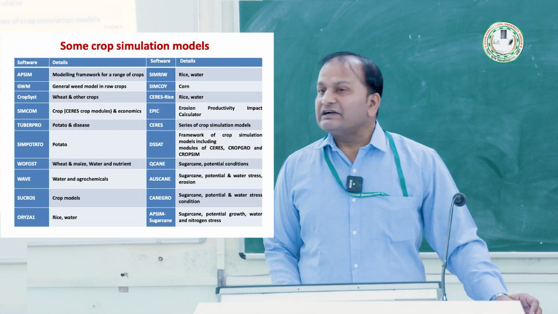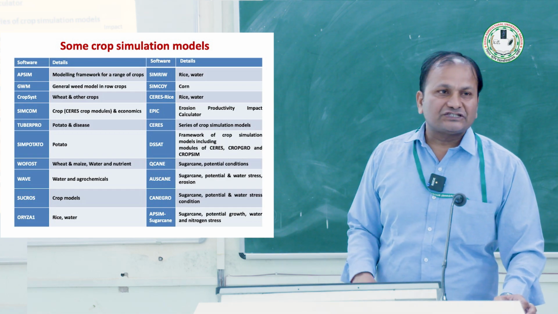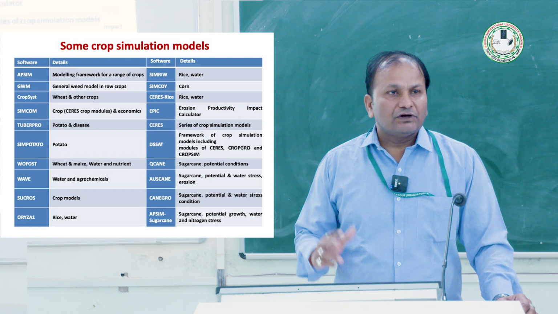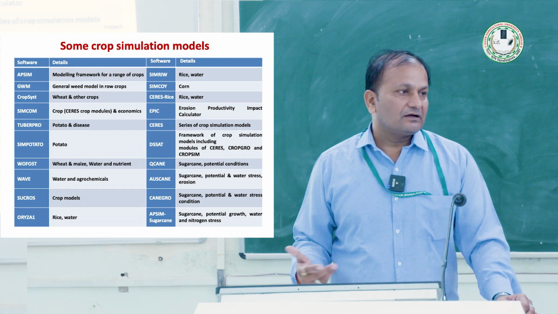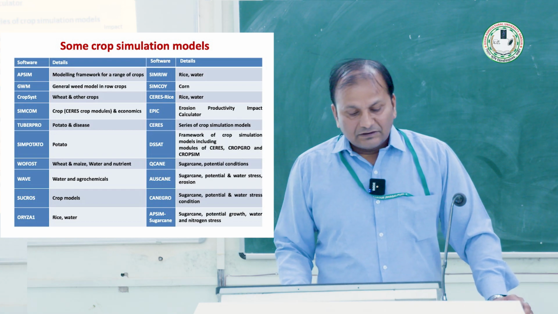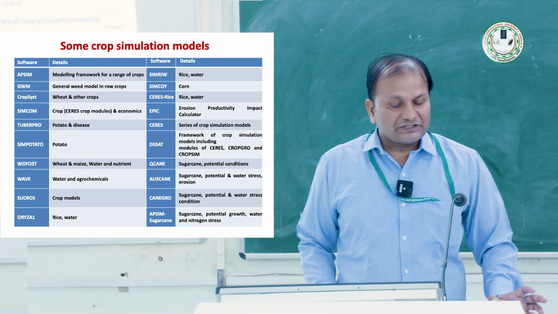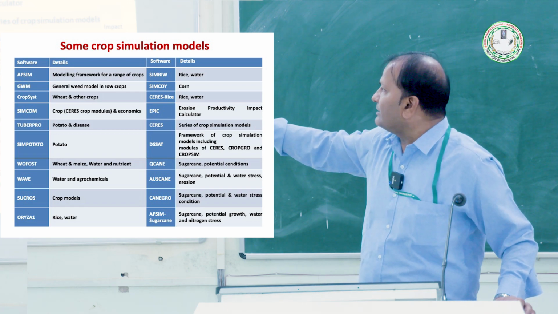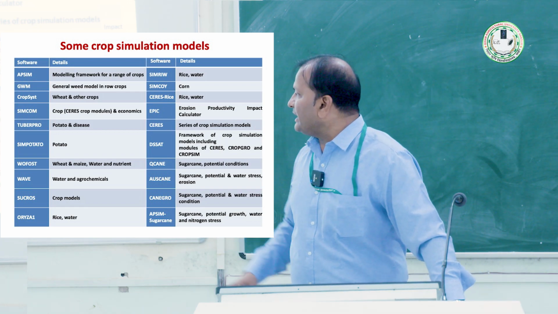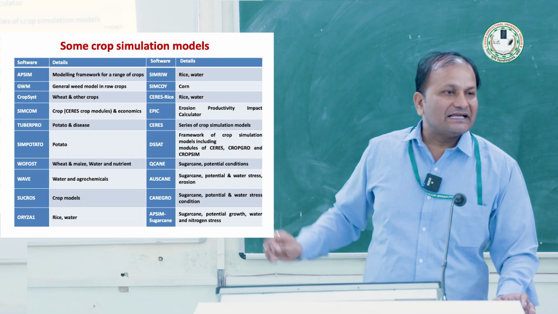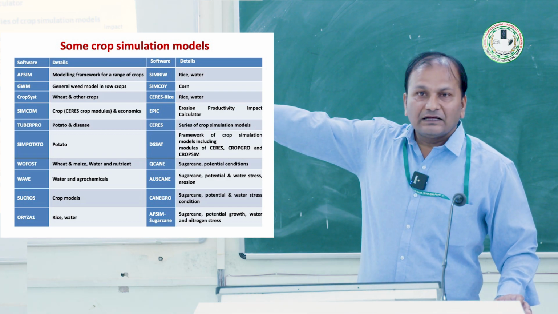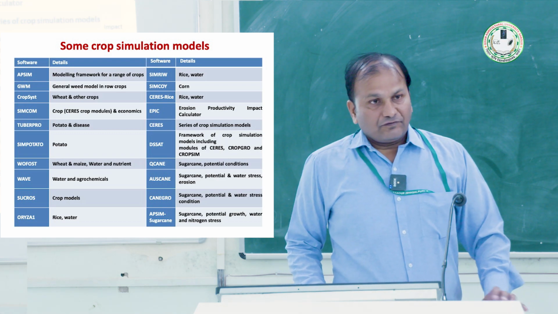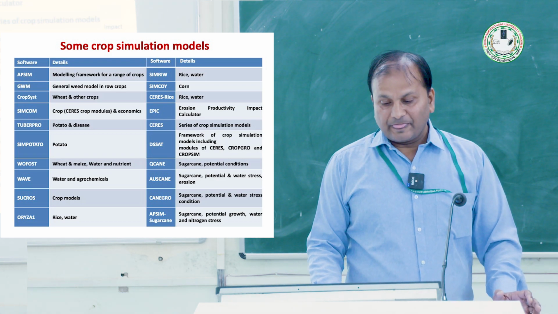Then some different types of models are there. These are lists of models: EPSIM model, DSSAT model. You will know in MSc Ag or in PhD. In detail you will study. Here you should know only the names: EPSIM, GWM, CropSyst, WAVE, Sucrose, Oryza. Oryza is for rice. These are all names, and these are all for different purposes. Okay.